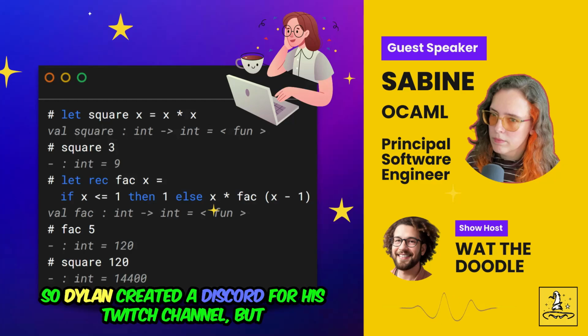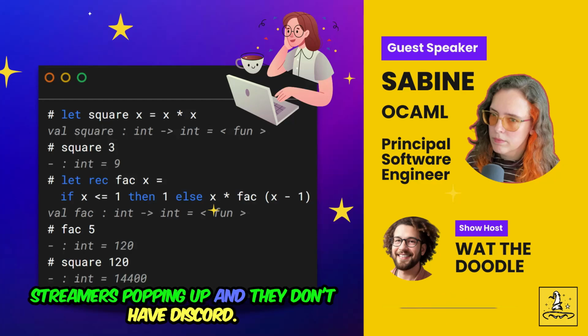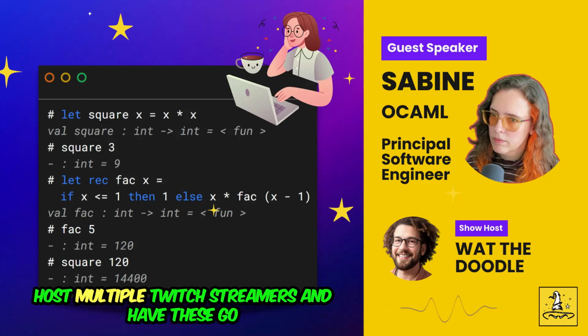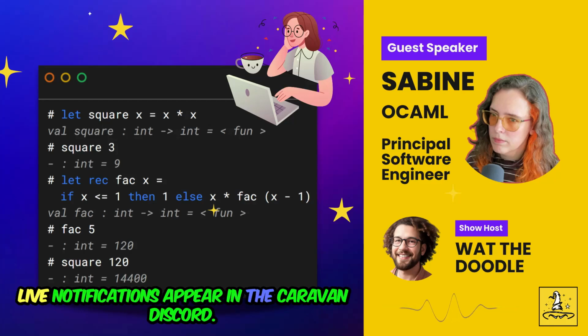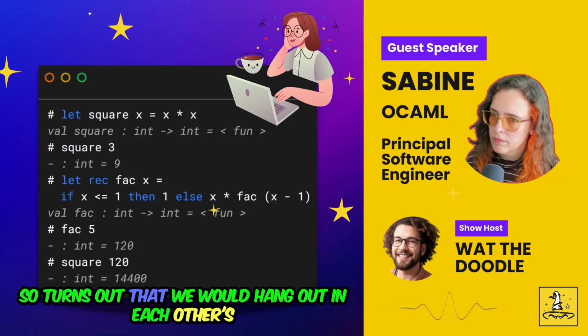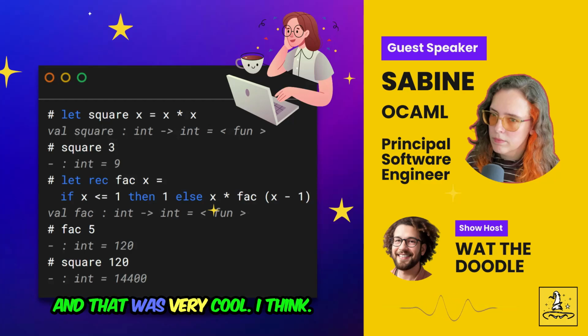Anyway, Dylan created a Discord for his Twitch channel, but at some point he realized there were more OCaml streamers popping up, and they didn't have a Discord. So Dylan decided to extend the space to host multiple Twitch streamers and have their go-live notifications appear in the Caravan Discord, and that's pretty awesome. It turns out we would hang out in each other's chats, comment, and basically be around a lot on Twitch. That was very cool, I think.